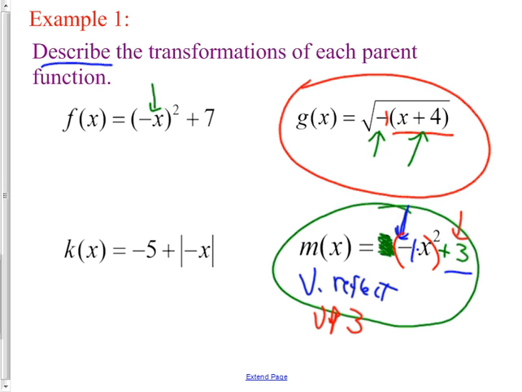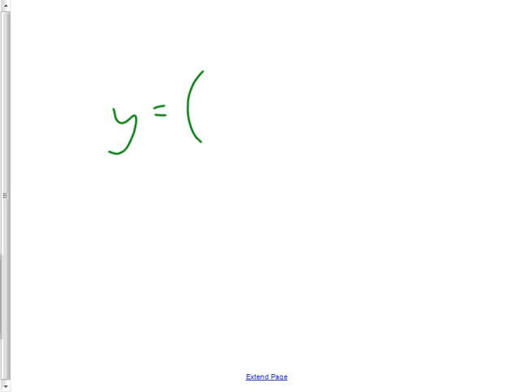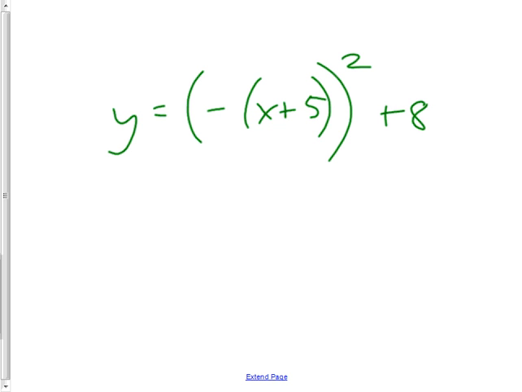Okay, let me show you that again in a different problem. Y equals 2... actually, let's make it just negative x plus 5. And then the whole thing is squared. And then I'm going to say +8. There are 3 things to do here. I know that means it's left 5. I know that means it's up 8. And I know that means it's a reflection, but I'm not sure exactly which one. I actually know, but I'm not going to tell you.